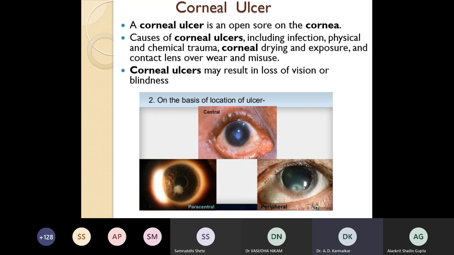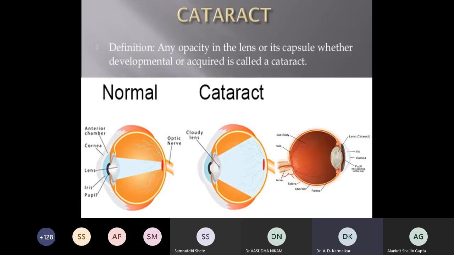Okay, so what is a cataract? When you go to the ophthalmologist, or you may have heard about the cataract, in simple words, it is any opacity in the lens or its capsule. It may be congenital or it may be acquired. Okay, so that condition is called a cataract. It may be a congenital cataract or an acquired cataract.